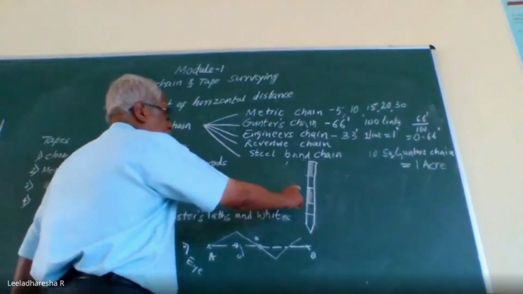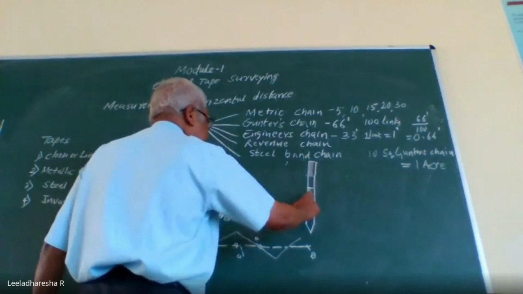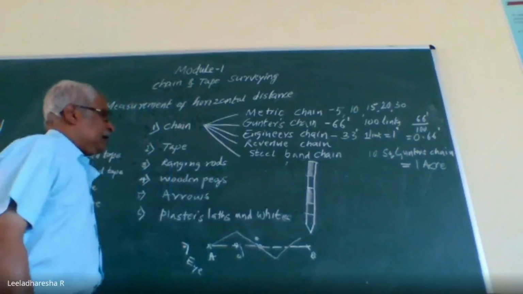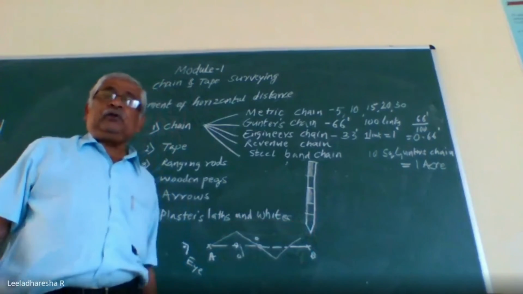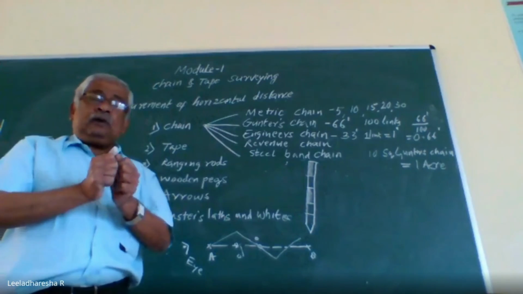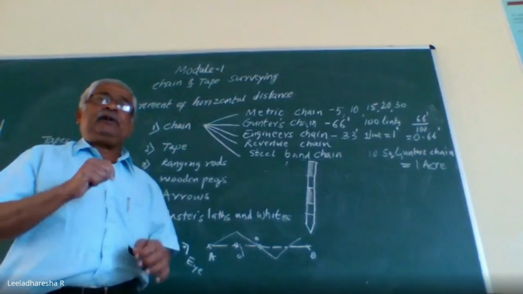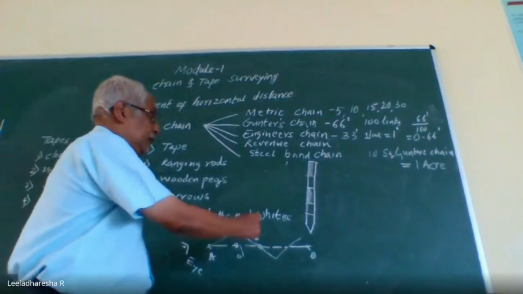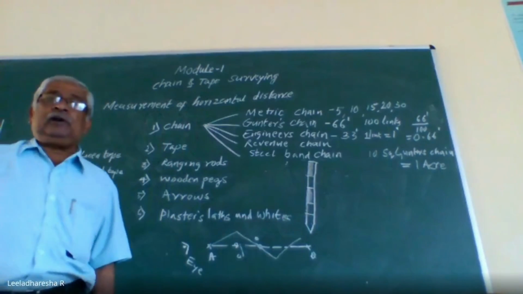They are alternately colored, white, red, white, and so on. And it will have a sharp shoe at the bottom. You can drive this ranging rod into the ground. If you want to fix a point, you can drive the ranging rod in. That's why a sharp shoe is provided at the bottom of the ranging rod.